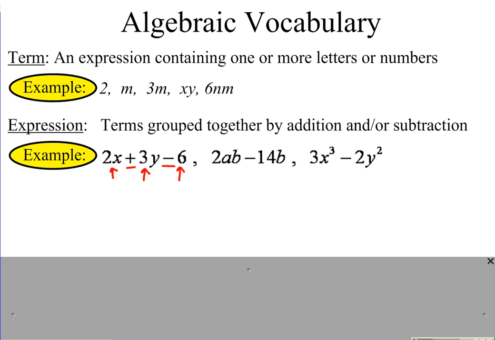2ab minus 14b. There's a subtraction, so this is 2 terms. 3x cubed minus 2y cubed, 1 subtraction symbol, 2 terms in that expression as well. So terms are separated by addition or subtraction. We can count up the total number of terms in any expression pretty easily by looking for the addition or subtraction symbols.